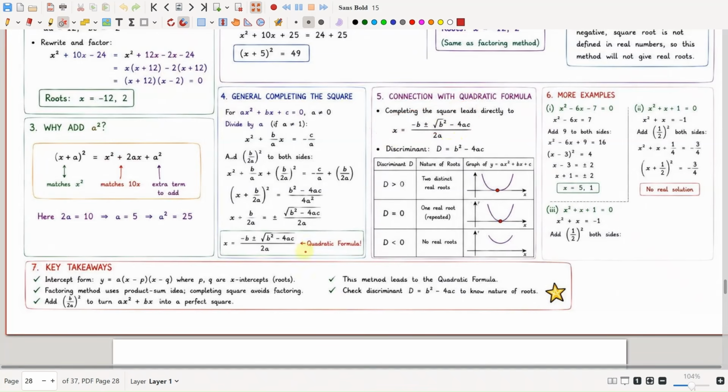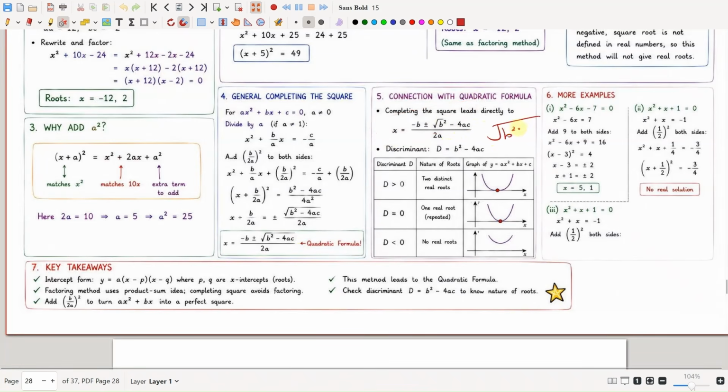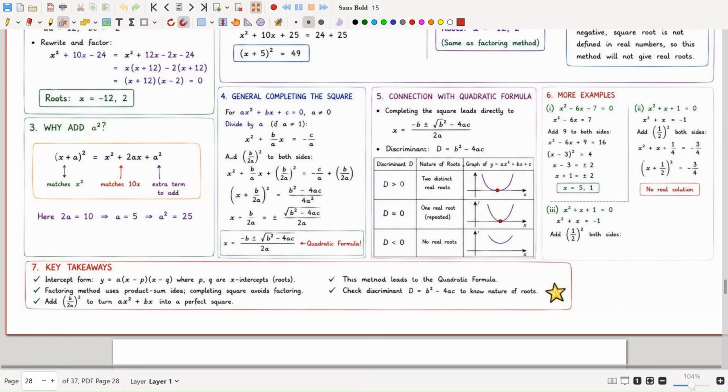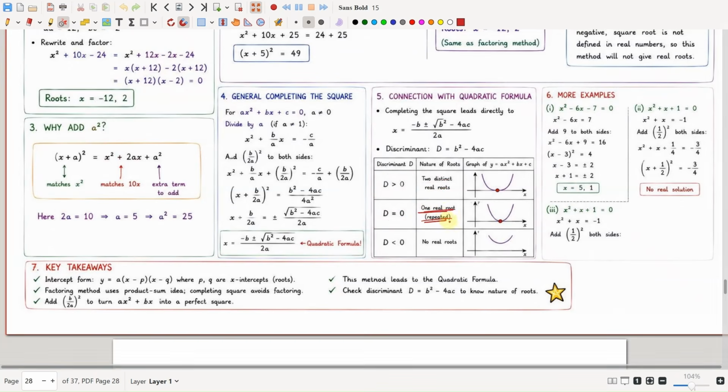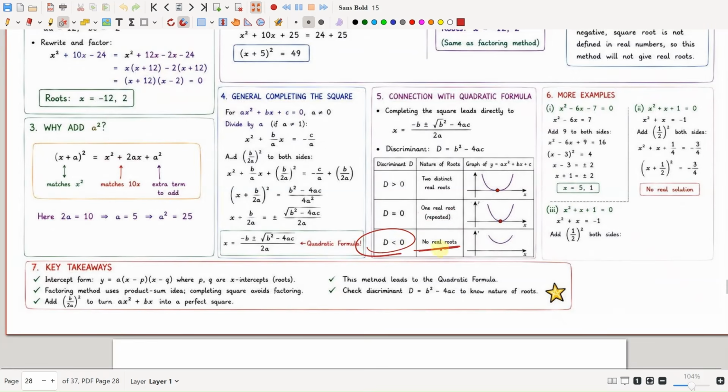And inside the root, b square minus 4ac is what we call the discriminant value. If the discriminant value is greater than 0, we have two distinct real roots. If the discriminant value is equal to 0, there is only one real root, which means it is repeated. Repeated means it will be a perfect square. And if d is less than 0, there are no real roots.